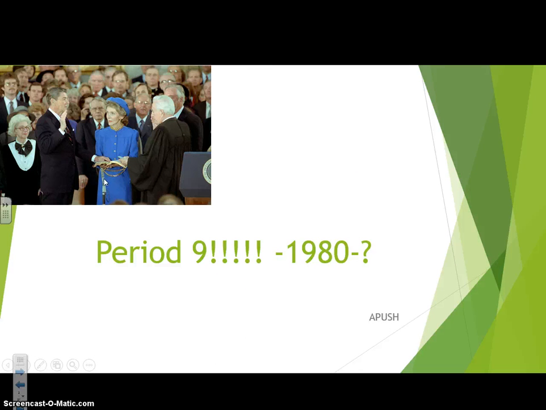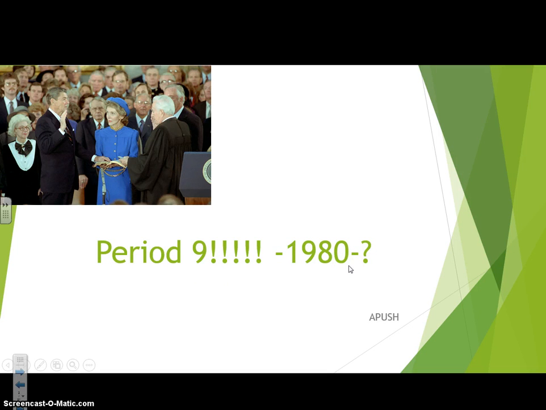Okay, let's get into period 9 right now. Reagan, really the rebirth of the conservative movement, going back to traditional roots. Period 9 will be done this week, 1980 really to the present.